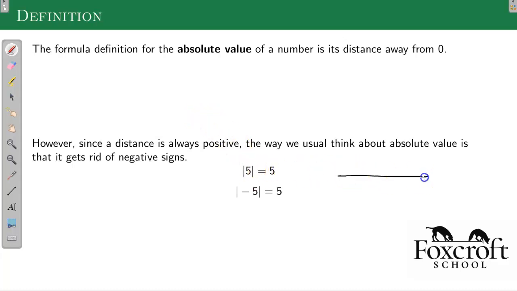So 5, if I have a number line, is 1, 2, 3, 4, 5 away from 0. Negative 5 is also 1, 2, 3, 4, 5 away from 0. So it basically just takes away that negative sign and gives me the positive value. Great way to think about it. There is one time where thinking about it as the distance away from 0 is actually useful, so I just want you to be aware of that. But for the most part, taking away the negative sign is fine.